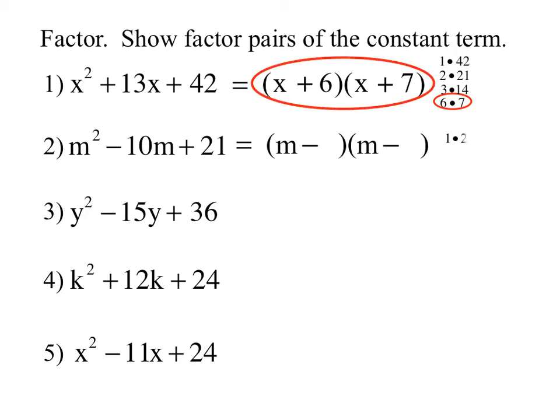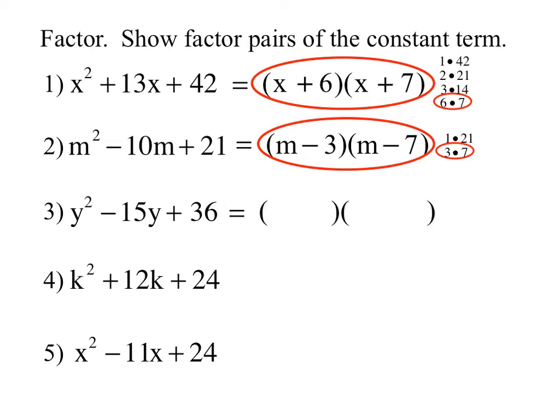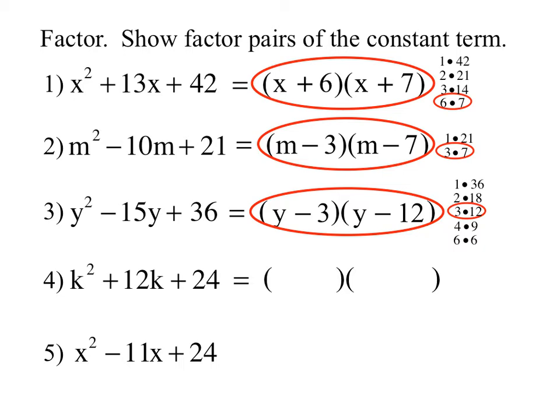If the X marks the spot helps you, write down the X marks the spot. So for number 1, we have the quantity of x plus 6 times the quantity of x plus 7. Number 2, the quantity of m minus 3 times the quantity of m minus 7. Number 3, the quantity of y minus 3 times the quantity of y minus 12.